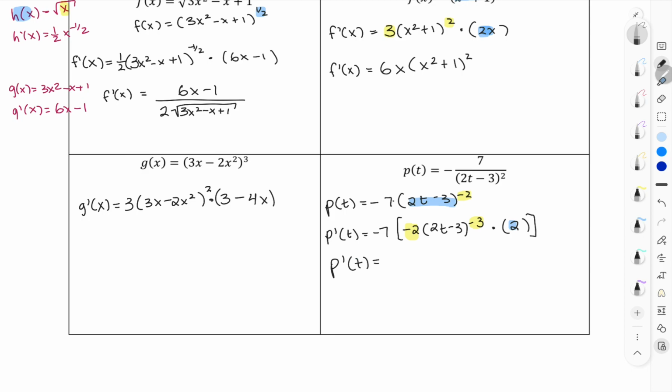And because this one's easy to clean up, we'll just show you that you can do that, right? It's all products. It's kind of nice here. I'm doing the -7 times the -2 times the +2. That's going to be my whole numerator. So 28. And then I just have a 2t minus 3 cubed in my denominator.